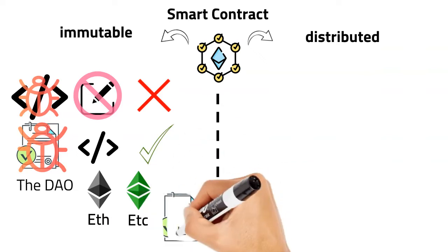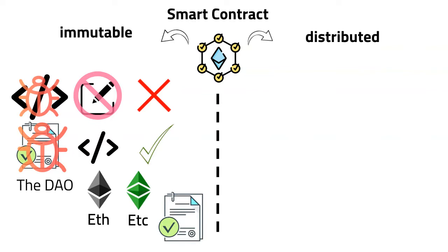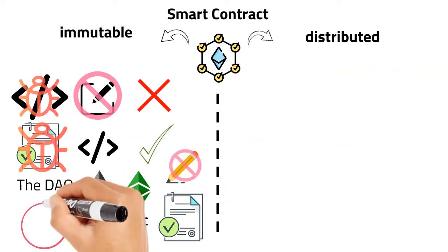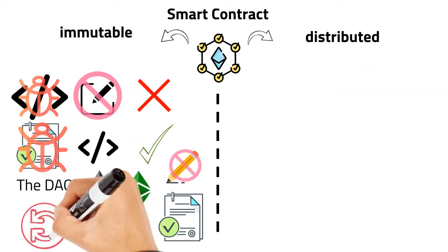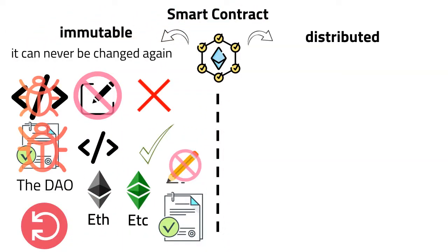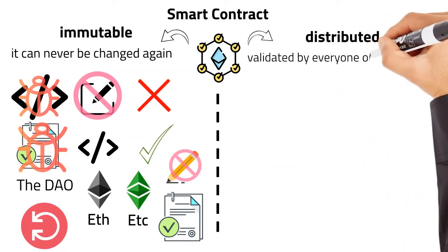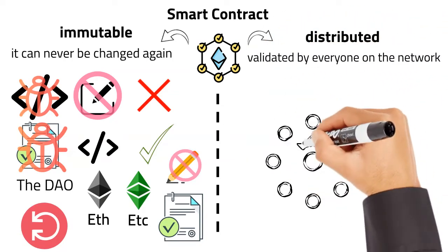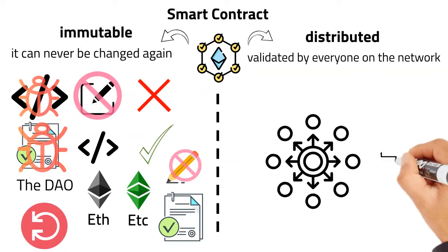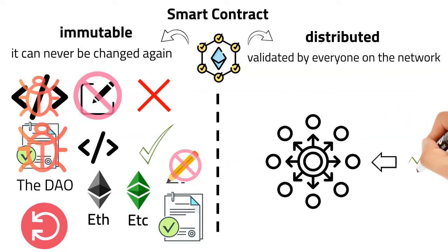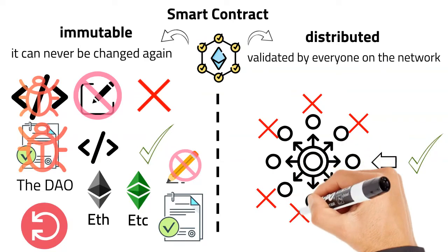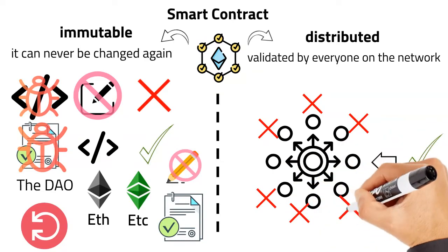Being immutable means that once a smart contract is created, it can never be changed again, so no one can go behind your back and tamper with the code of your contract. And being distributed means that the output of your contract is validated by everyone on the network. So a single person cannot force the contract to release your funds because other people on the network will spot this attempt and mark it as invalid. Tampering with the smart contract becomes almost impossible.